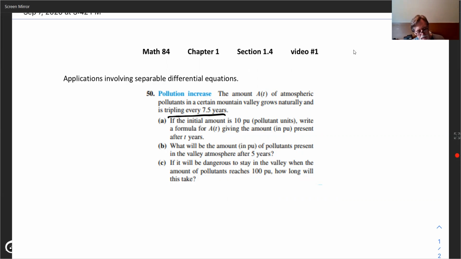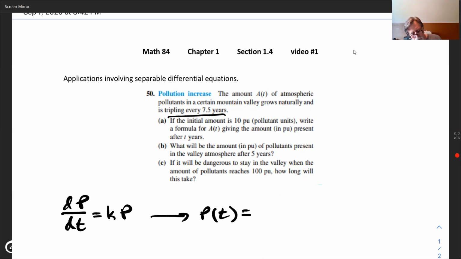So the way this goes is when you first encounter differential equations in Calc 2, you say the rate at which the pollutants change with time is directly proportional to the amount of pollutants in the system at any time. We solve this as a separable differential equation, and we get, using my own notation, pollutants as a function of time is P0, the initial amount of pollutants in the valley, times e to some constant k times t.